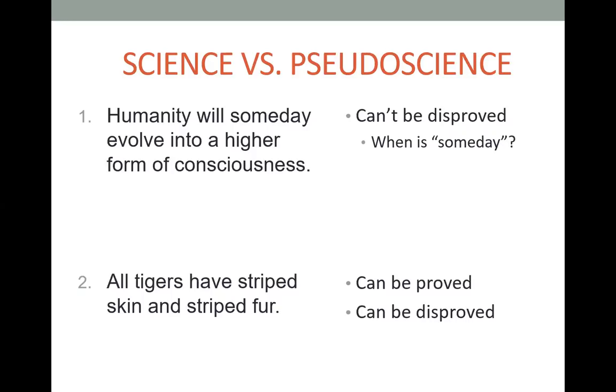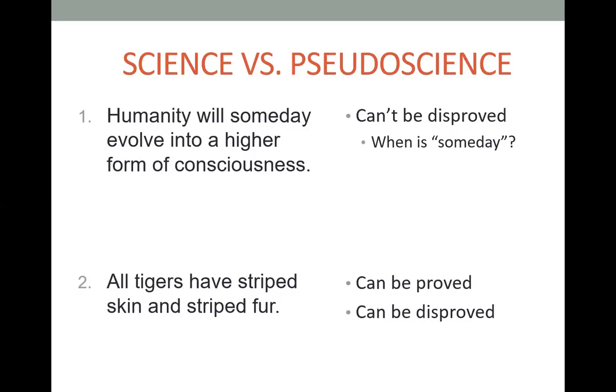If I gather tigers by conducting experiments and contacting all of my colleagues around the world, asking them to gather tigers, Tiger King style, then what we can go ahead and say about this one is, if I can't find a single tiger that has non-striped fur and non-striped skin, then the statement is true. It has been proven correct. So the first statement, no good. Second statement might be a little bit kind of weird, but it can be proven true and it can be proven false.